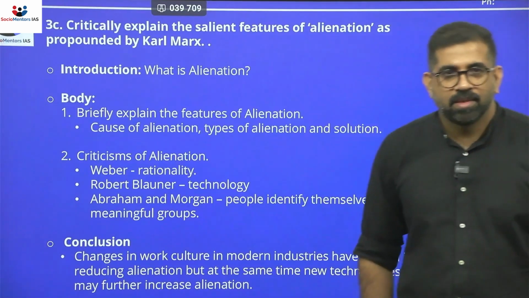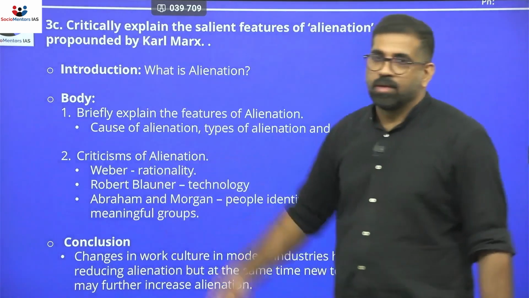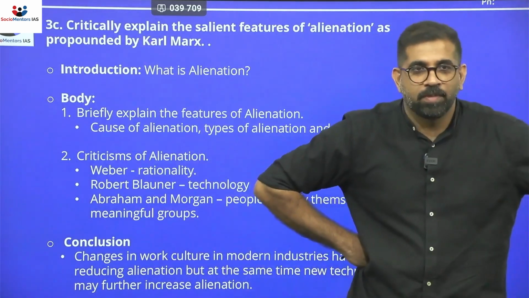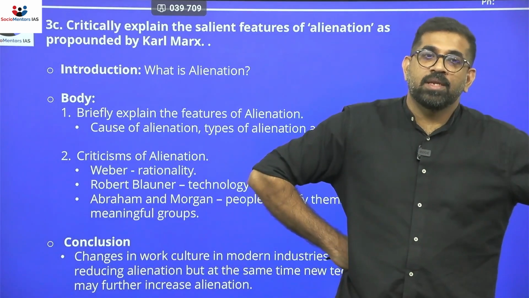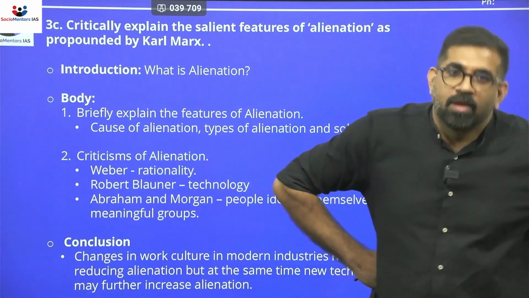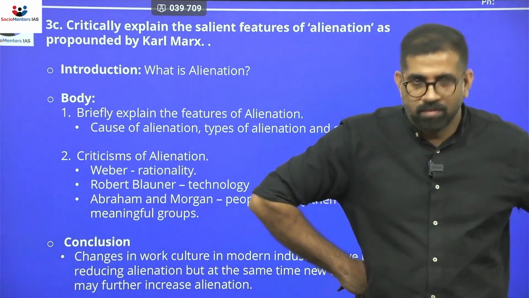Next question: critically explain the salient features of alienation as propounded by Marx. Simple question, critically explain. That is the key word here. So if you are asked to critically explain, what you need to do is, you have to write the criticism of alienation and it needs to be given equal weightage or slightly more weightage.